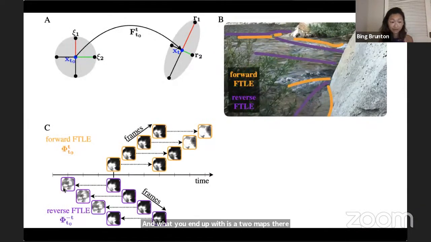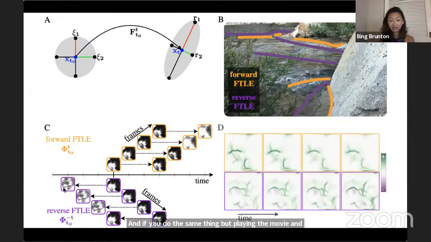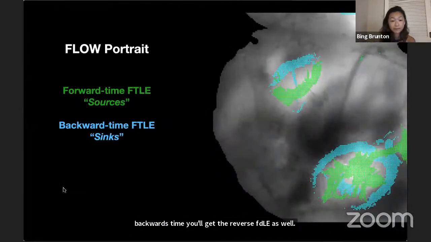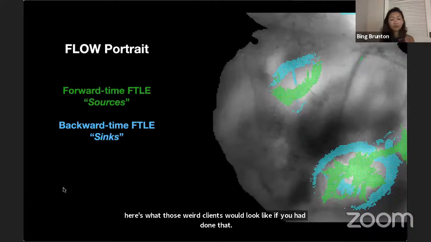There is the forward FTLE map and the reverse FTLE map. The forward FTLE map is what you get if you do the method that I just suggested, flowing the particles through this little vector field in forwards time. If you do the same thing, but play the movie in backwards time, you'll get the reverse FTLE as well. And here's what those ridge lines would look like if you had done that. So that gives you what we call the flow portrait.